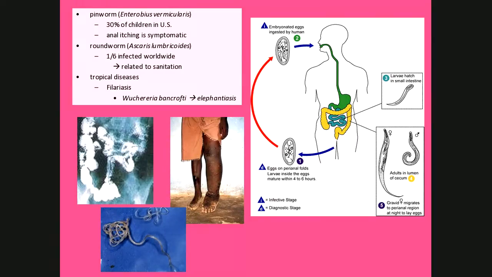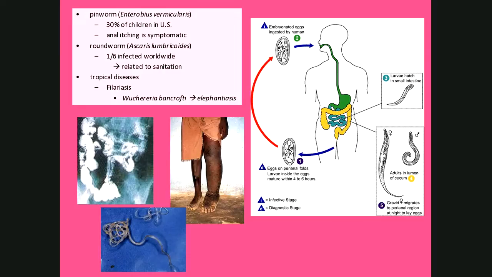Usually what they do is they'll come out and they'll lay their eggs around the paraanal region, so around the anus. And then the eggs that are on the paraanal folds, the larvae inside the eggs mature, and then either the eggs or the larvae fall off and can be transmitted to another host.